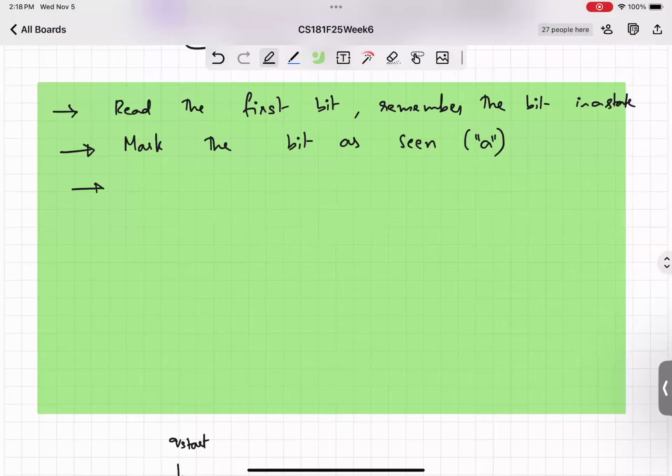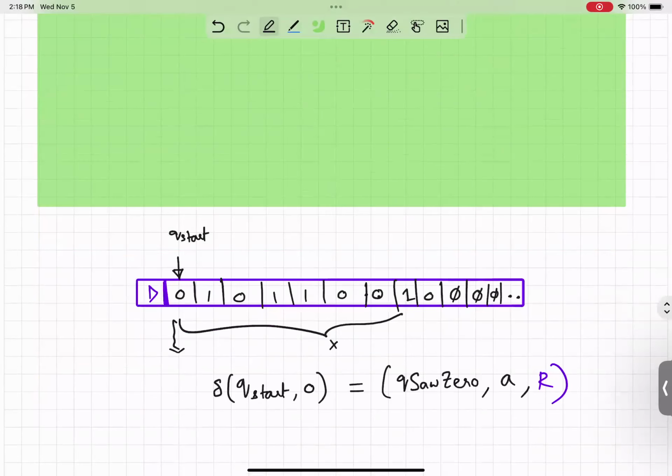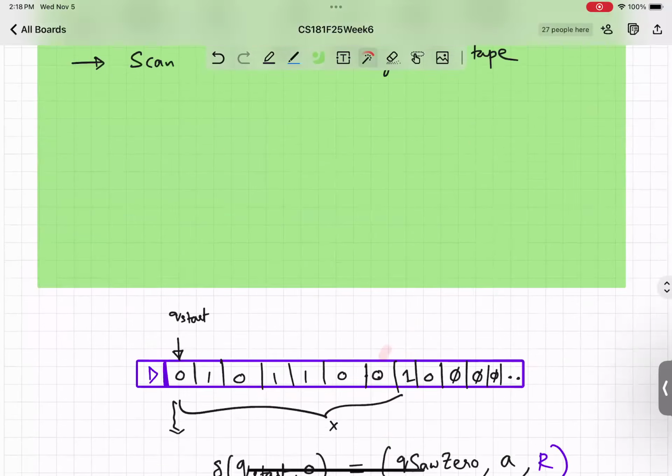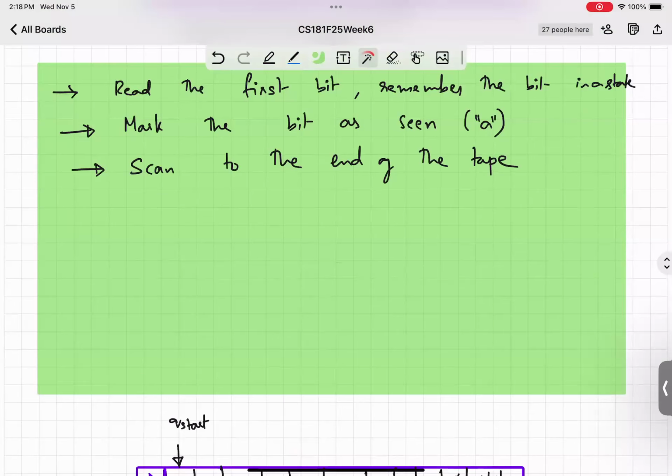And then the suggestion was, okay, you scan to the end of the tape. Palindrome means that the first and last symbols match, the second and last but one symbol match, and so on. So I have to scan to the end of the tape. How can I recognize that I've seen the end of the tape? Again, remember, we are very local. I can only see what's basically hitting me in the face or written right below me. So how do I know I've reached the end of the tape?